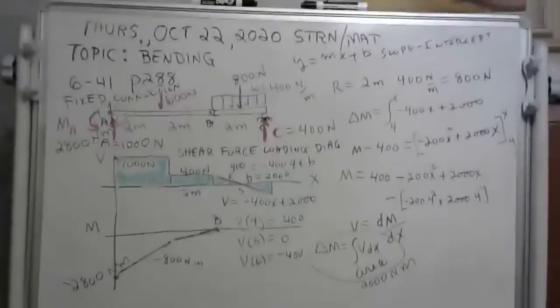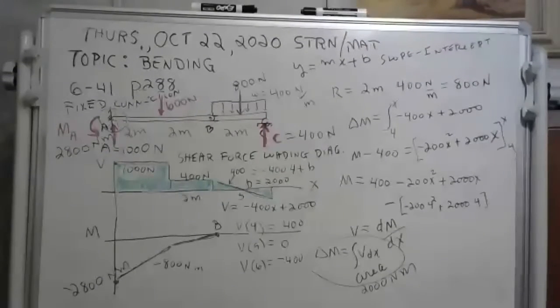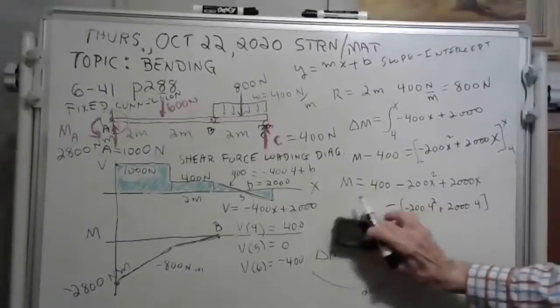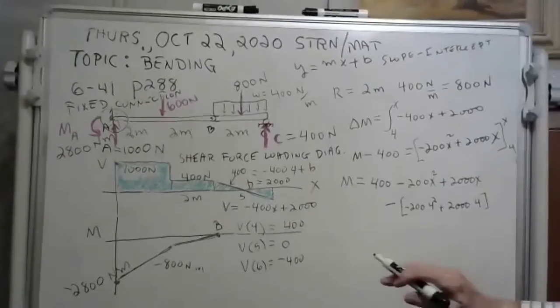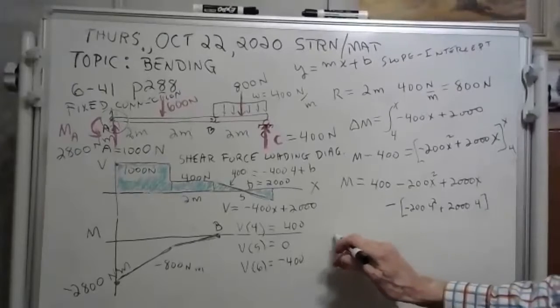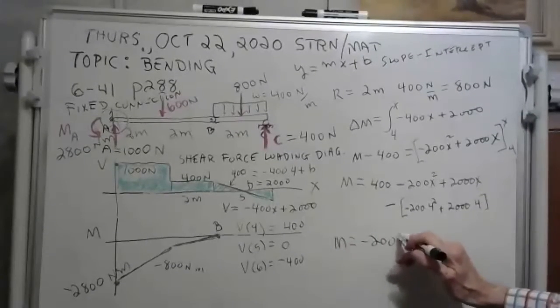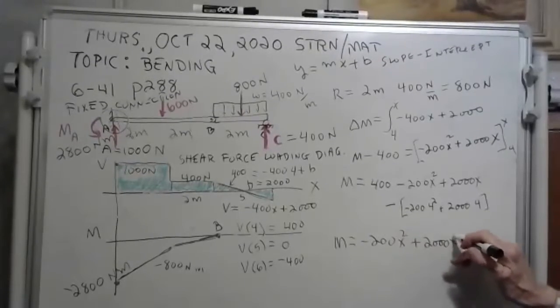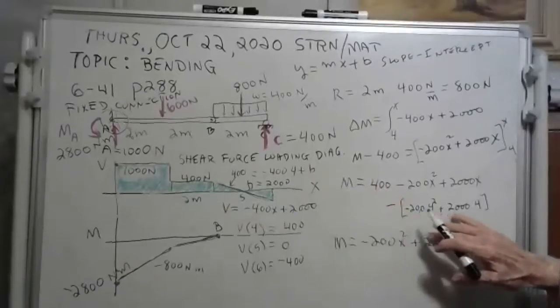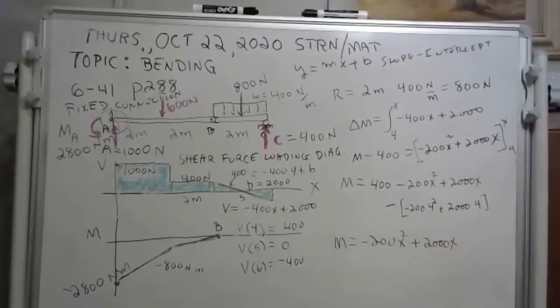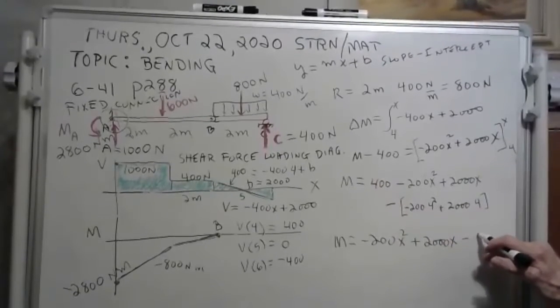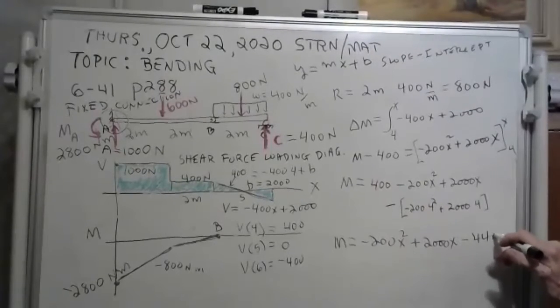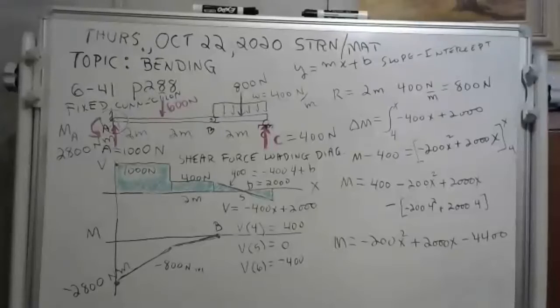All right, let me see what we get when we do that. Here goes. Okay, here's what I'm coming up with. M equals minus 200x squared plus 2000x. And there's a plus 400, and what this amounts to is 4800. So you have 400 minus 4800. That's minus, I think it's 4400. Isn't that right? Take 4800 negative plus 400. Yeah, that's right.